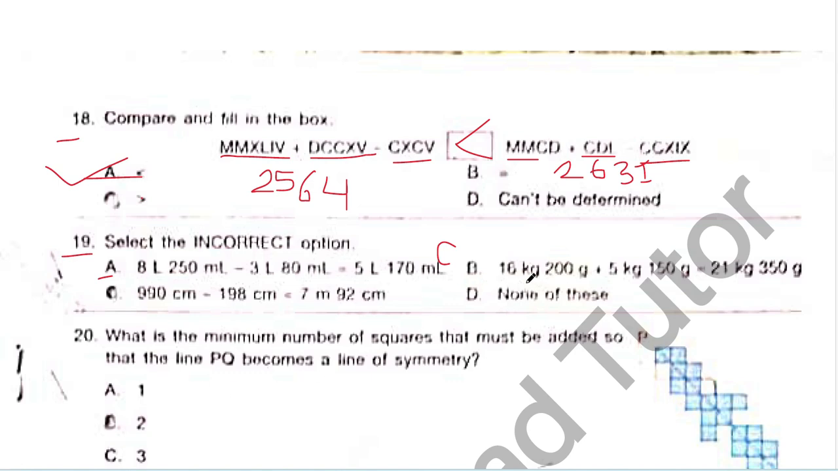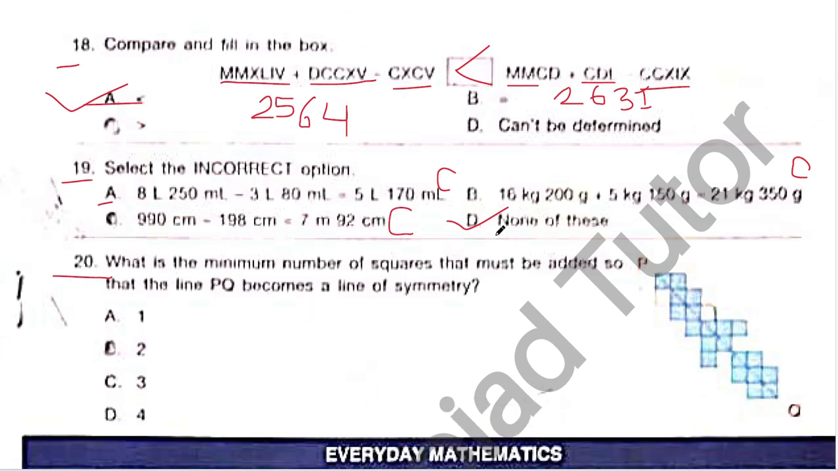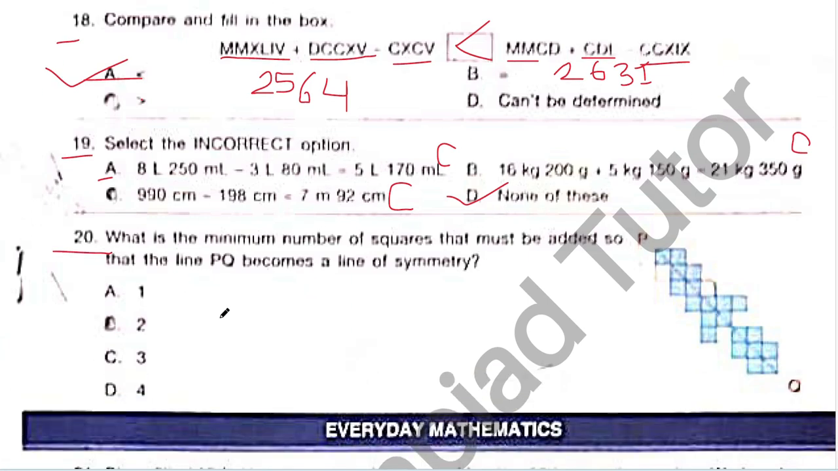So here B part is 16 kilogram 200 gram plus 5 kilogram 150 gram. If we add this, we'll get 21 kilogram 350 grams. So it is again a correct option. Then it is 900 centimeter minus 198 centimeter. If we subtract this, we'll get 792 centimeter, which is 7 meter 92 centimeter. This is again a correct option. So we should select none of these because none of these is incorrect. All three are correct.